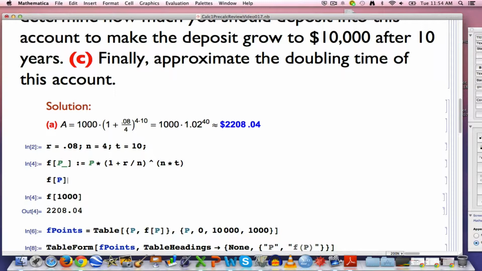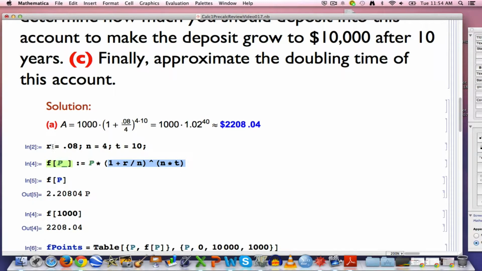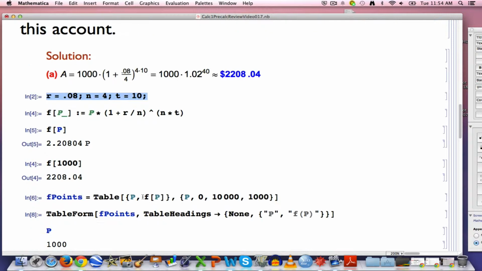Mathematica will approximate and simplify the formula for f of p here to this 2.20804 times p. If you check on your own, you can check that 1 plus r over n to the nt power for these values is 2.20804. Alright, that's a direct proportionality. A is directly proportional to p. We can plot the graph of this function. It'll be a straight line going through the origin.